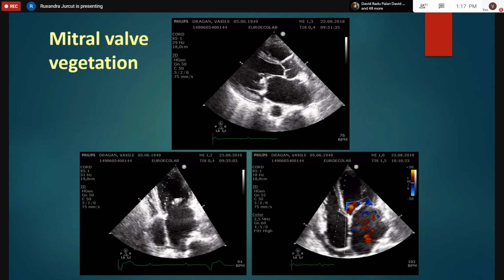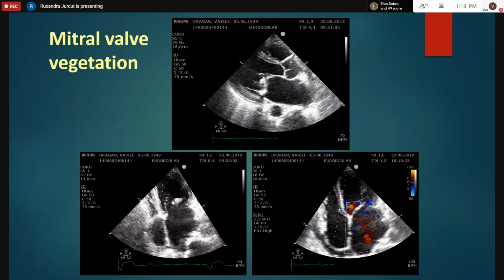Do you see it? Does everybody see it? I would need some confirmation of the fact I'm not talking alone. Yes, we can see. Okay. So this is a clear infective endocarditis of the mitral valve, and at least on these images, we might be quite sure that it's on the posterior mitral valve. And the effect of this endocarditis is severe mitral regurgitation.